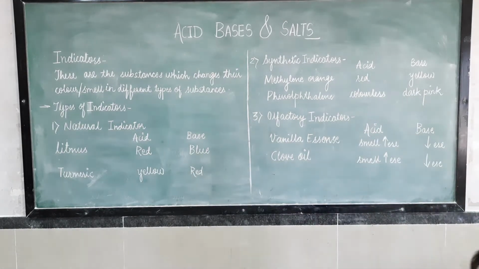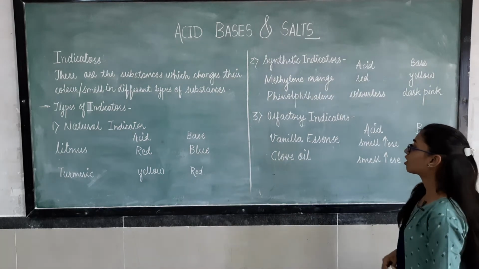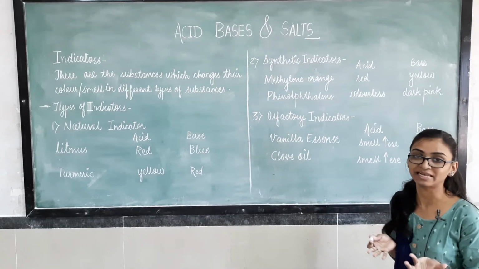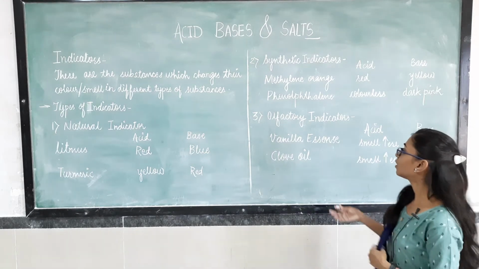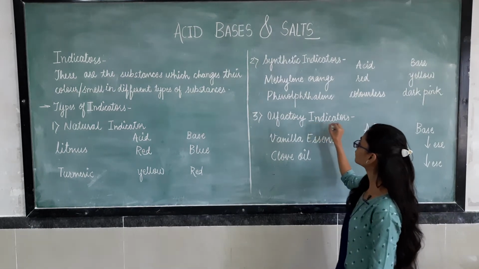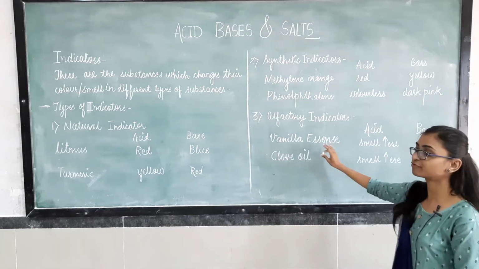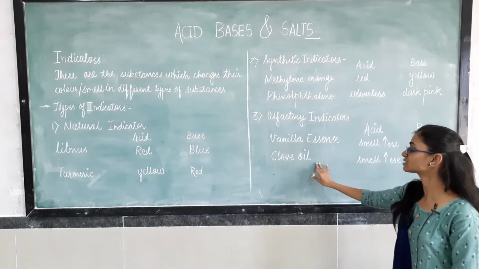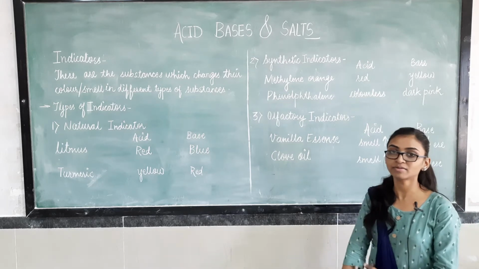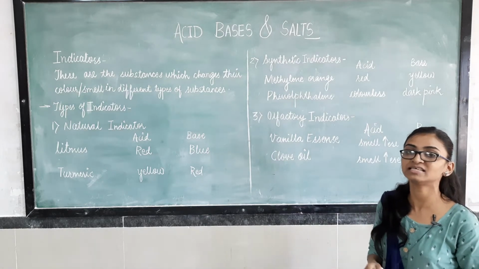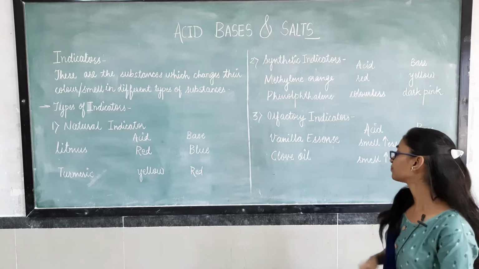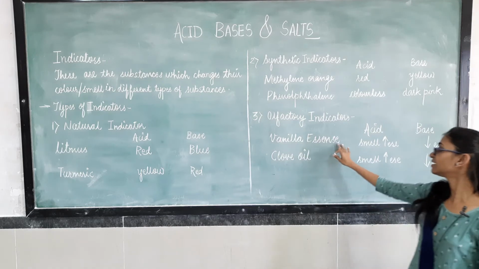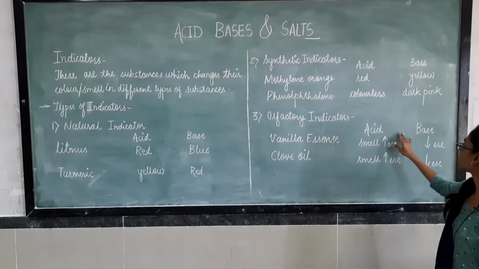Now the third type of indicators are olfactory indicators. By name we can see, olfactory means what? Smell, odor. So on the basis of smell, we have some indicators which differentiate between acids and bases. What are these? These are vanilla essence and clove oil. Vanilla essence, have you heard about this? We use this vanilla essence in cakes and the baking industry. While clove oil, long ka tel, right? So we'll see the reactions with acid and base here.